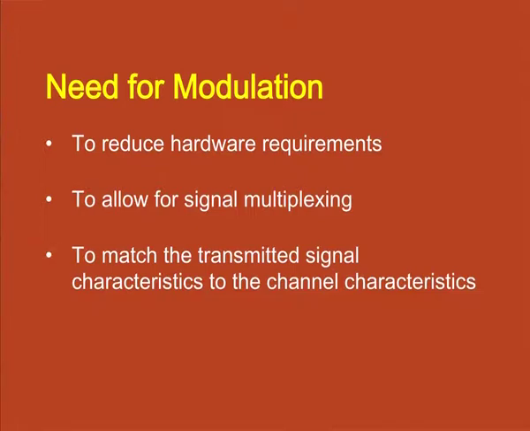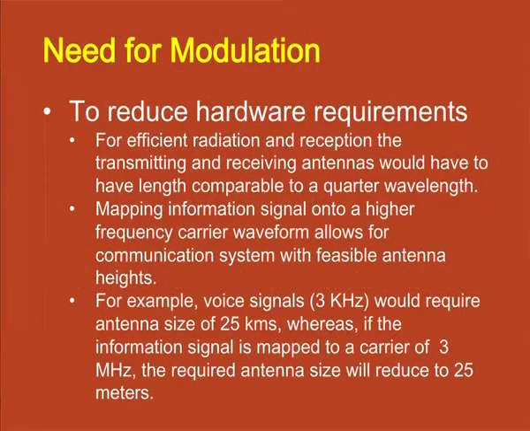These three points are described in the further slides. So, to reduce hardware requirement, we have to first understand what is the meaning of that. In order to design an efficient wireless system, we need efficient radiation and reception at the transmitter and receiver, which is achieved by antennas. To have efficient radiation and reception, antennas need to have a height equal to a quarter of the wavelength.